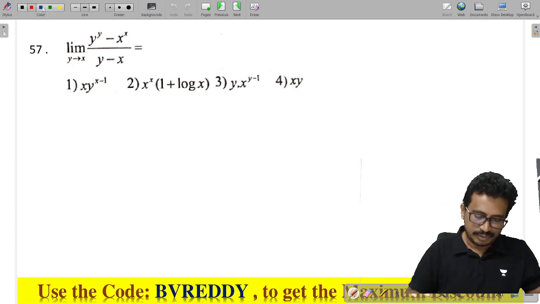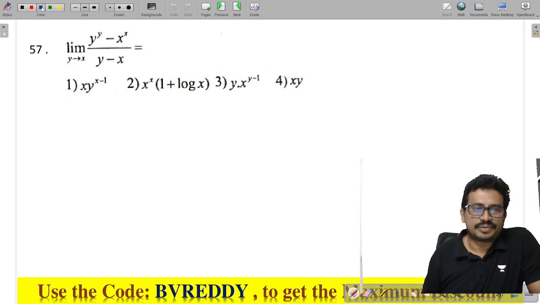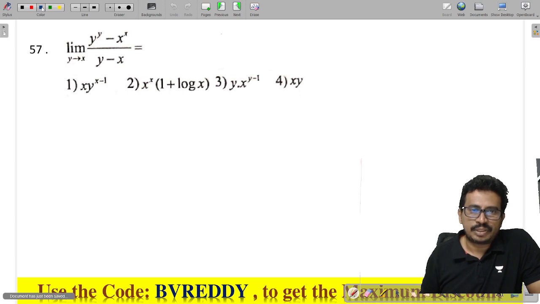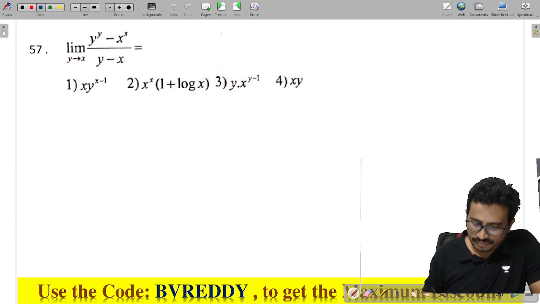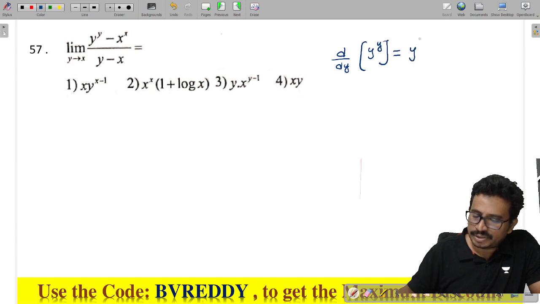And you can see now here this problem: limit y tends to x. If I substitute, we'll get 0 by 0 form. So let us rationalize. Rather, let us go L'Hospital. So if I differentiate this thing with respect to y, what is this thing here? As we have discussed earlier also, y power y into 1 plus log y.